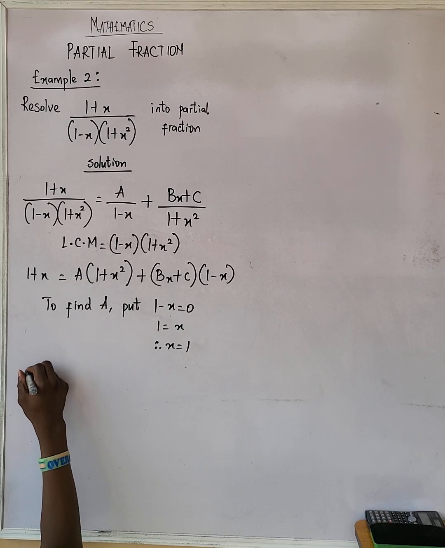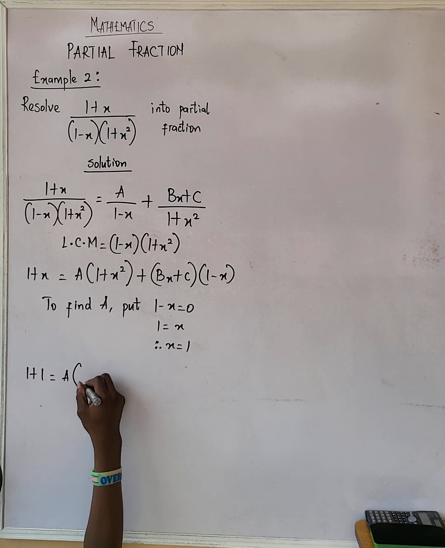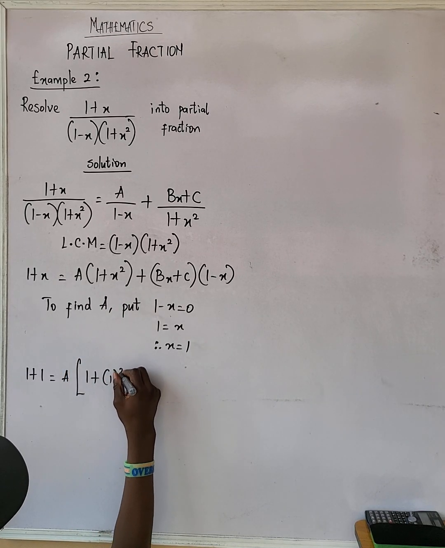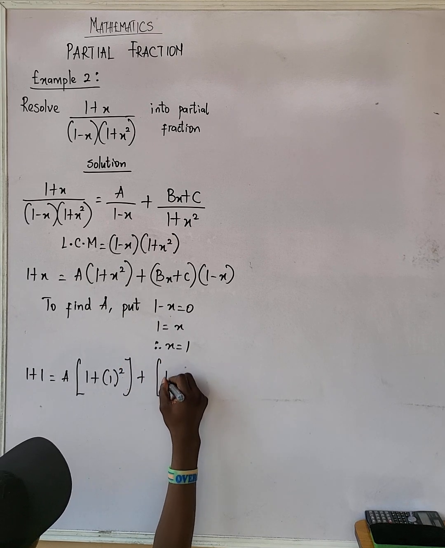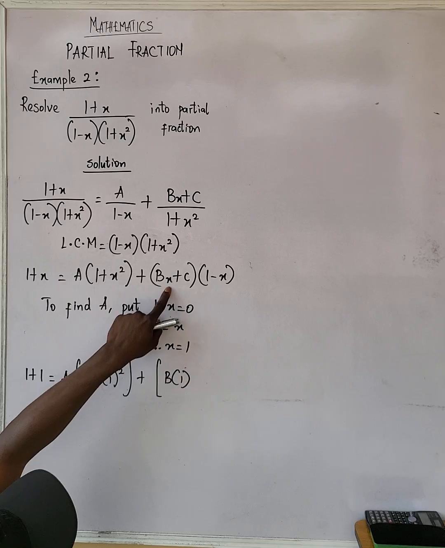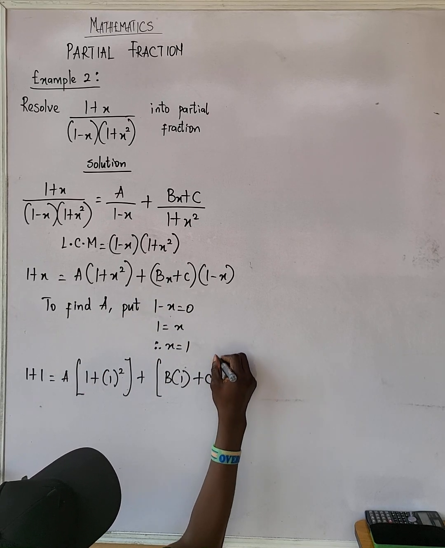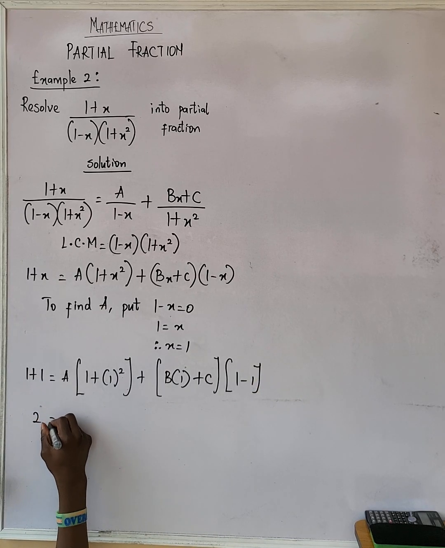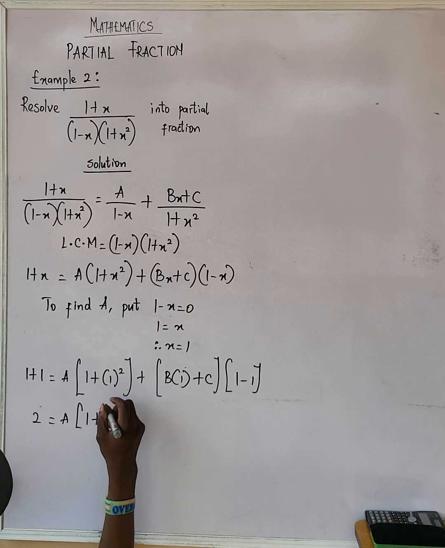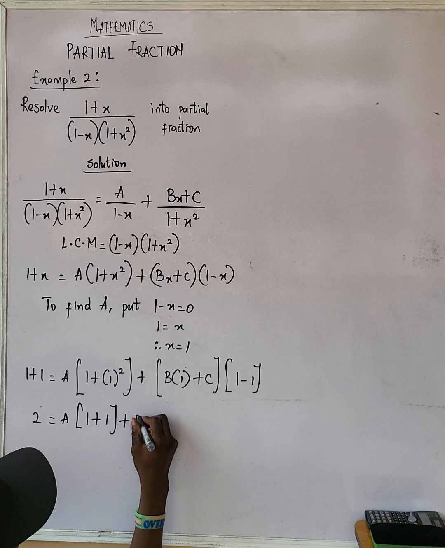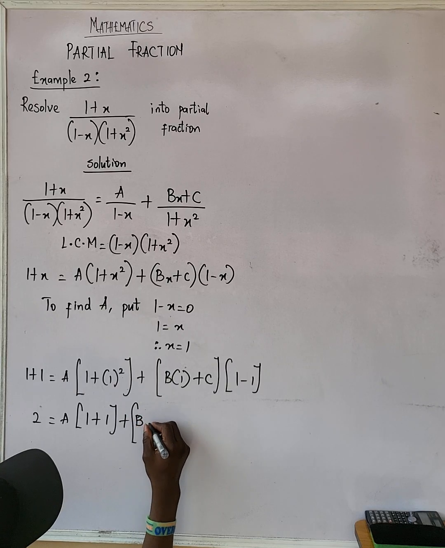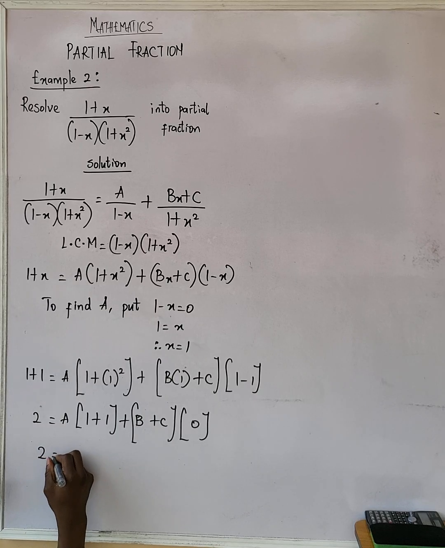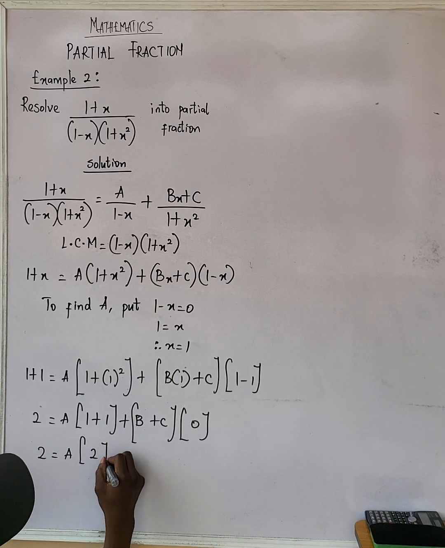So this will now give us 1 plus 1 equals a into bracket 1 plus, this is x again, so 1 squared. Then plus b multiplied by 1, anywhere we see x, we put 1. Then plus c, then here is 1 minus 1. So here 1 plus 1 is 2, equals to a into bracket 1 plus 1 squared is 1. Then b multiplied by 1 is b, then plus c times 1 minus 1, which is 0.